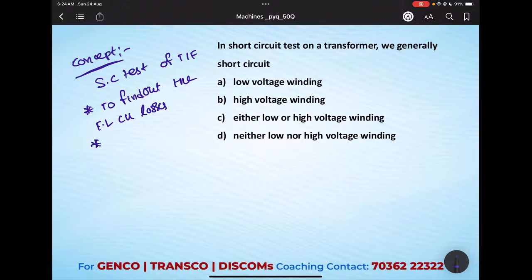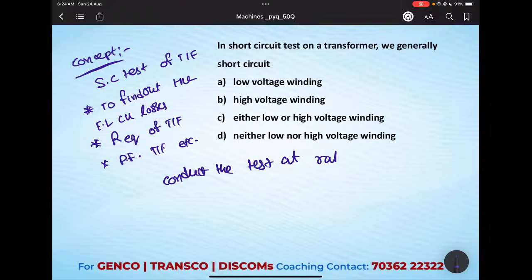Second thing, equivalent resistance of the transformer and power factor of the transformer, etc. In order to get the full load copper losses, we need to conduct the test at rated current. So we need to conduct the test at rated current.